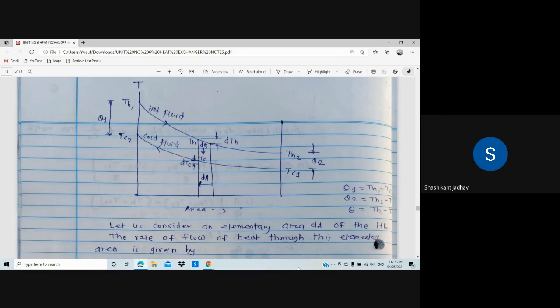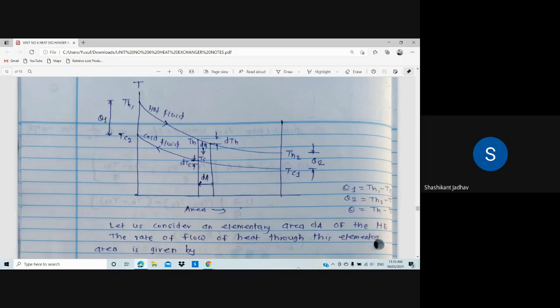Okay, so according to that, the hot fluid temperature is reduced by dTh. This is the value by which the temperature of the hot fluid is reduced. And for the cold fluid, the amount by which the temperature is reduced is dTc. So by using that, we have to write down the equation for the heat transfer dQ through the area dA. So dQ is equal to minus m dot h into cph into dTh.